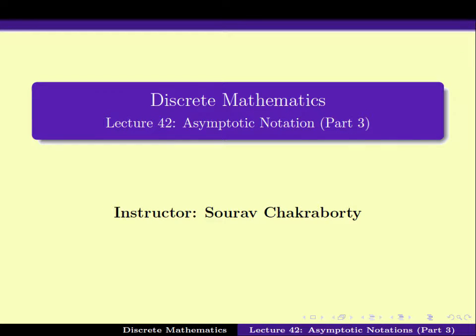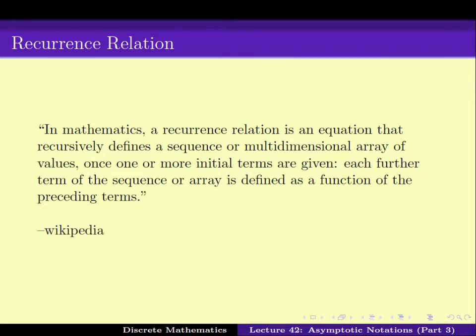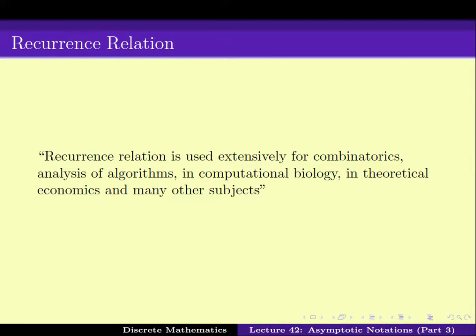Welcome back. So we have been looking at recurrence relations. A recurrence relation is basically a sequence of numbers where the initial set of numbers are given and the nth term is defined as a function of the earlier terms. And we have seen that recurrence relations are used extensively in combinatorics, analysis of algorithms and various other subjects.